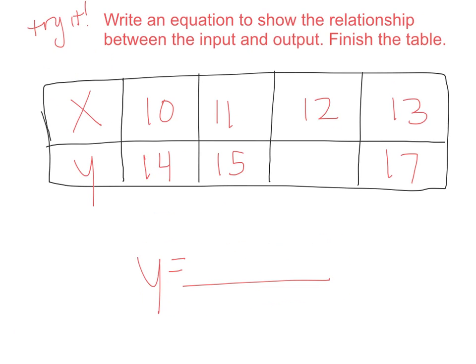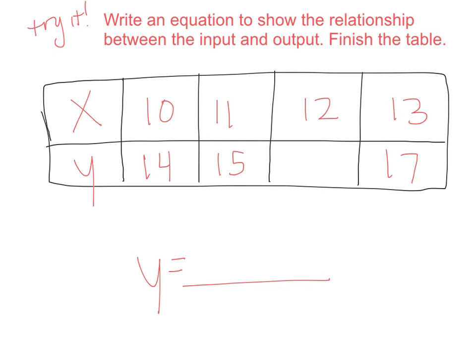So I believe, yeah, here's a chance for you to try it. Write an equation, which is going to come right down here, to show the relationship or the rule between the input and output. And then make sure you finish the table. You want to figure out what number goes here. So here's your x's. Here's your y's. See if you can figure out what the rule might be.